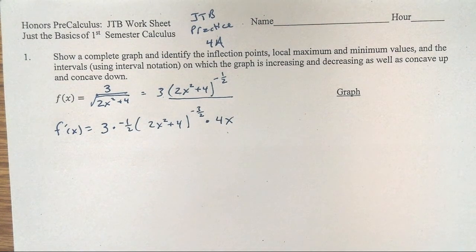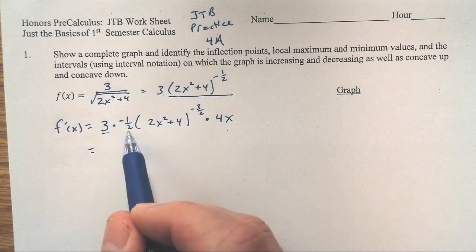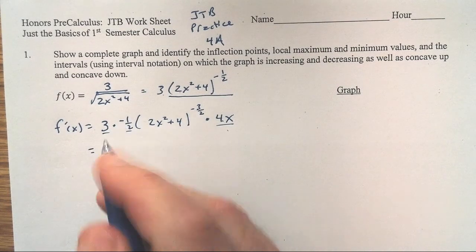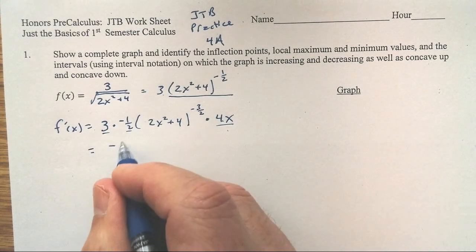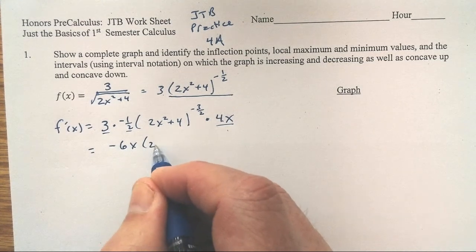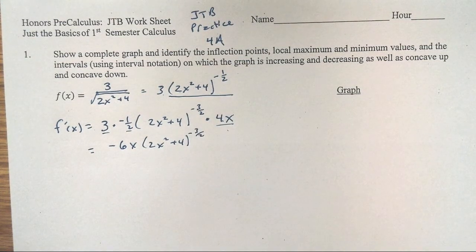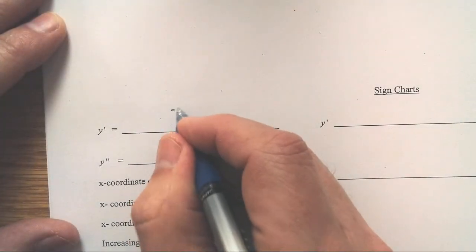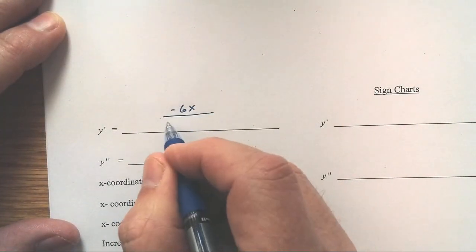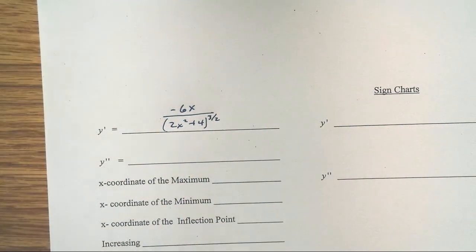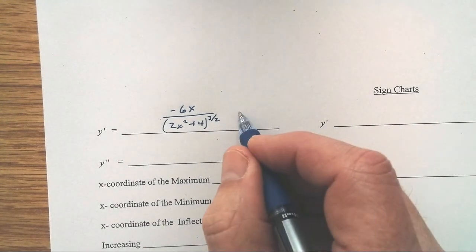Okay? Got a handful there, but we've certainly handled problems more difficult than that in preparation for this. So let's see. Monomial, monomial, monomial. 3 times 4, 12. X times a negative is negative 12 on 2x, or negative 6x, times 2x squared plus 4 to the negative 3/2. So there's our first derivative. I'm going to write that as negative 6x on 2x squared plus 4 to the positive 3/2. And if you want to write it as the square root of, and then to the 3rd power, that's fine.